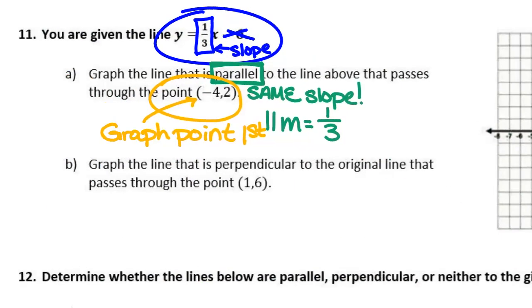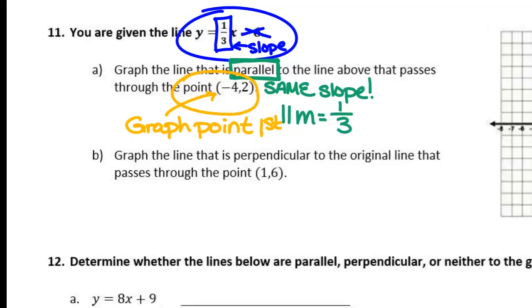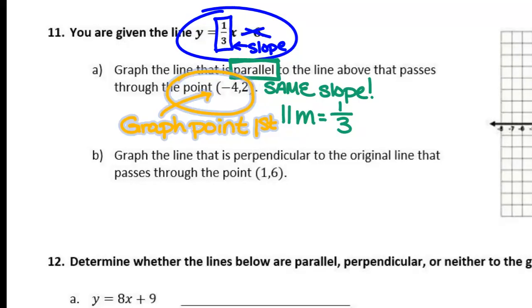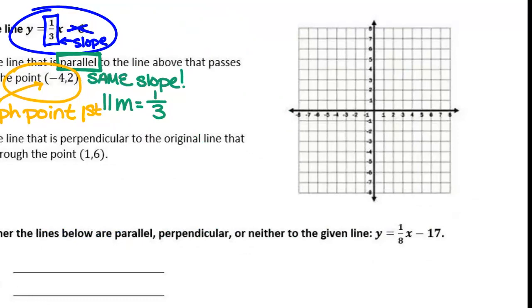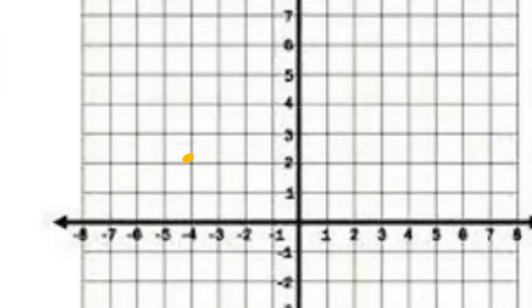So I'm going to go put a point down at (-4, 2). Remember, the first number in an ordered pair tells you the left, right. So this is telling me that from the origin, from (0, 0), we're going to go to the left 4. The second number tells you the up, down. So I'm going to go left 4 and up 2 to plot my first point.